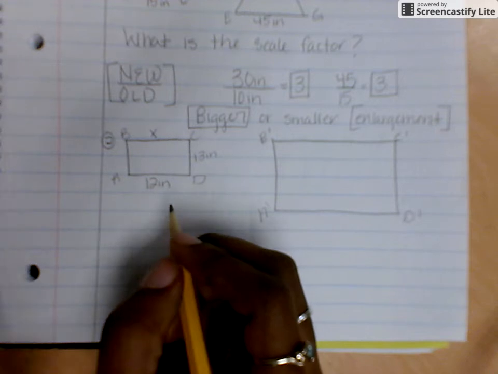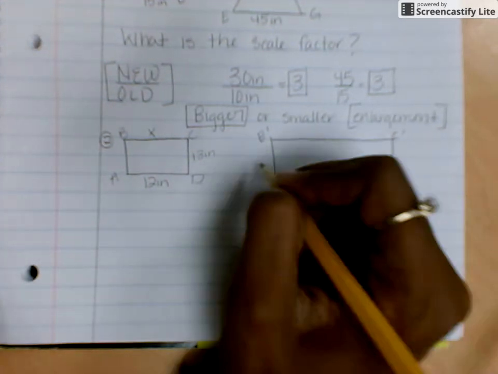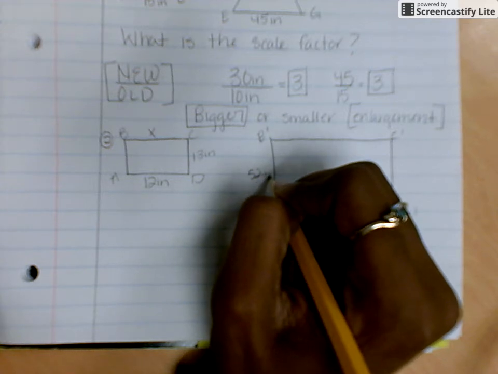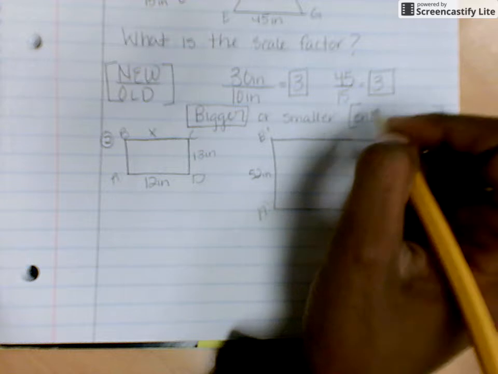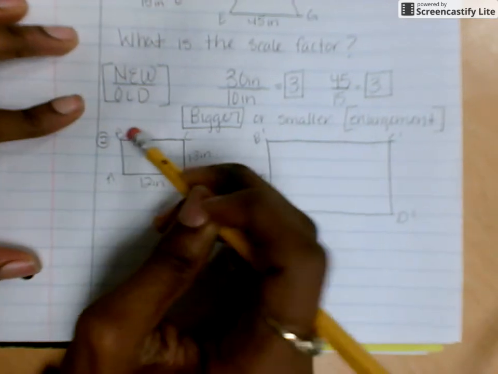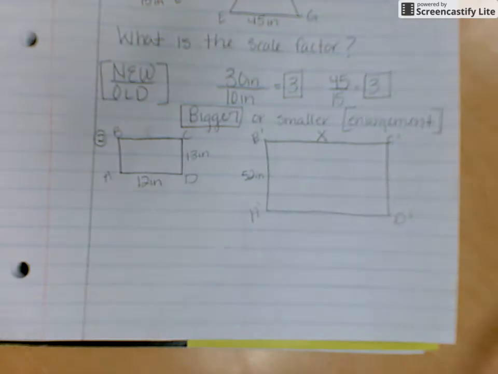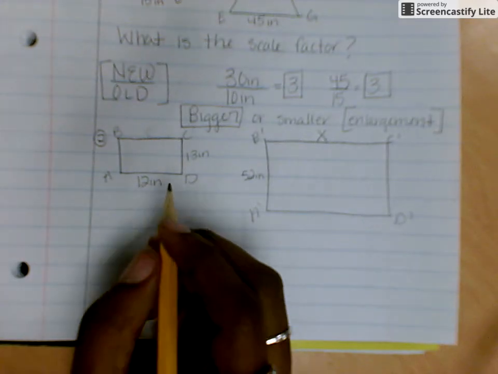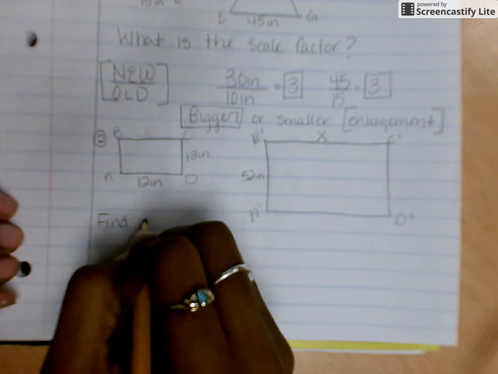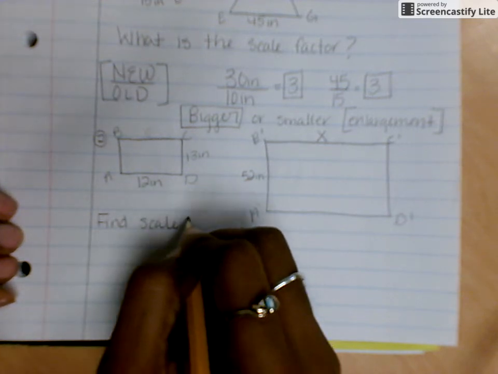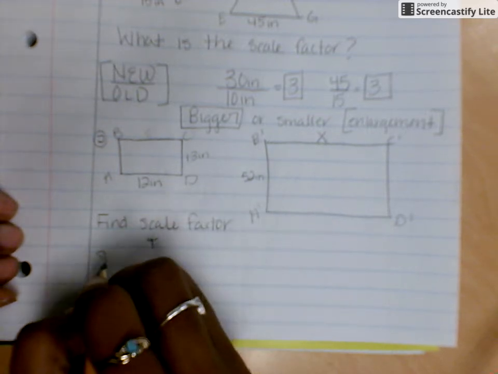So we're going to write the value for the scale factor. Let's say this one's 52 inches, and this is, actually we don't want to put the X here, let's put the X here. So we need to find the scale factor and solve for X.